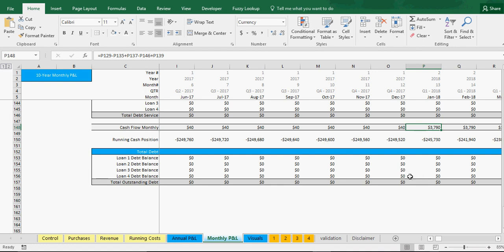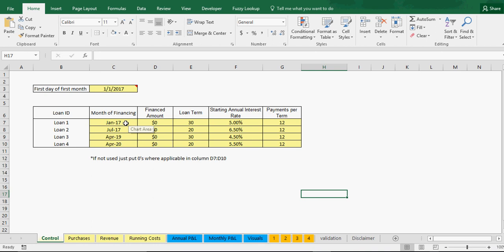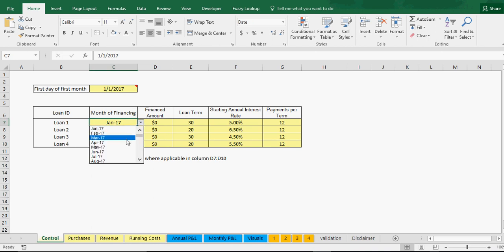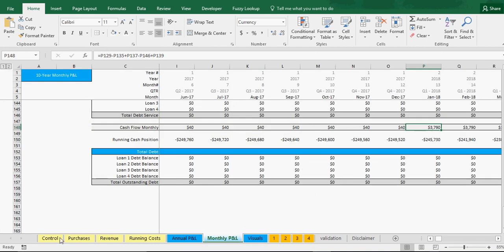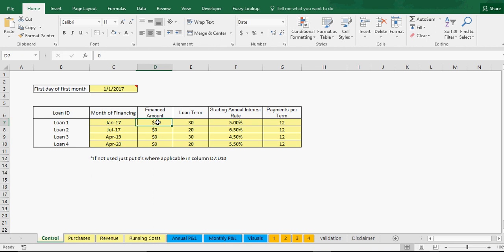When I do put in the debt service, you will actually be able to dynamically see the monthly debt payments on 4 different loans, starting at 4 different times. So you can see here, month of financing, you just pick the month. It's a drop down. You pick the amount financed, the loan term, the interest rate. Based on this information, you will then have debt service populating. So let's just say we financed the whole $250,000 of that equipment item on a 30-year loan at 5% interest.